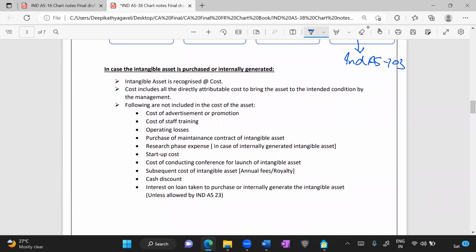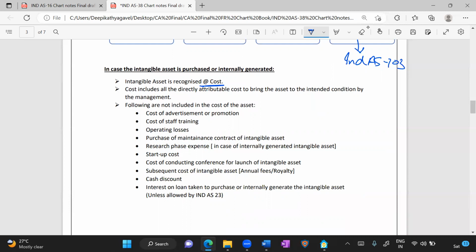First case, in case the intangible asset is purchased or internally generated, the intangible asset initially will be recognized at cost. It will be initially recognized at cost. And when I say cost, it includes all the directly attributable costs used to bring that asset to the intended condition by the management. Whatever directly attributable costs are being incurred to bring that particular intangible asset to the condition which was intended by the management, all the cost will be included in the cost of the intangible asset.